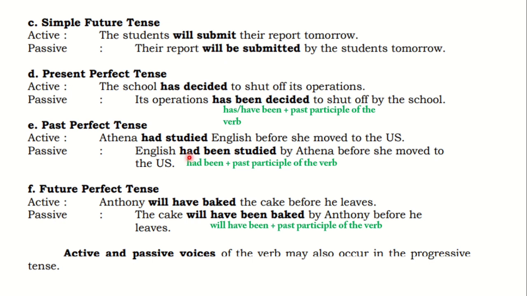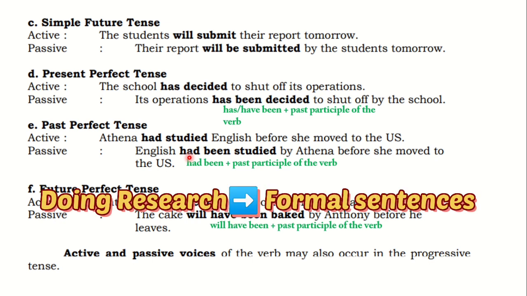Okay, these active and passive voice sentences will make better sense once you start studying research: constructing sentences, explaining your topic, explaining the background of the topic or the problem, the background of the problem in your research. So this is why this is taught to you as grade 7 students.